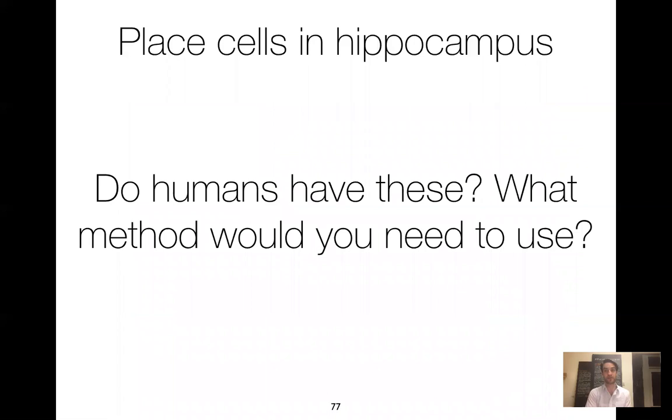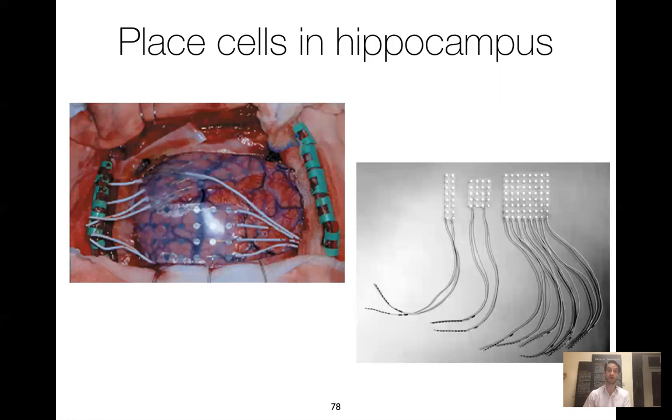So then a question that people wondered is, do humans have place cells, okay? But then the other question is, well, what method would you want to use to find place cells in the hippocampus of humans? Can't use EEG, obviously can't use TMS, can't even use fMRI because the fMRI doesn't have enough spatial resolution. What would you need to use? You would use human electrophysiology.